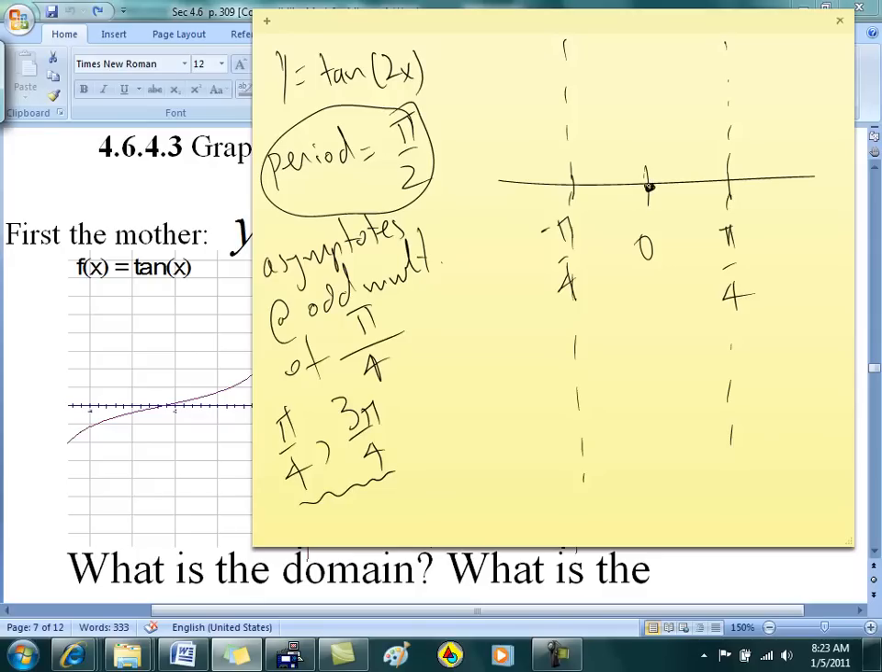Okay? Then what you do is you take the halfway point between these two. What's the halfway point there? Pi over 8. That's going to go through 1. Guys with me on that? Okay. What's the halfway point in here? Negative pi over 8. And it's going to go through negative 1.